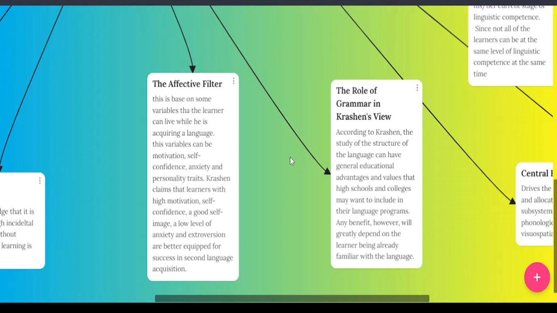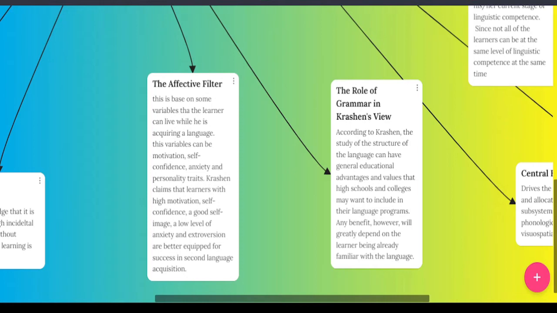Krashen claims that learners with high motivation, low anxiety and extroversion are better equipped for success in a second language. That's pretty obvious, because if you have some anxiety, then you don't have self-motivation, you won't learn a language, you won't acquire a language, because it's not for you, and you don't have anything to do with it if you don't want to learn something.